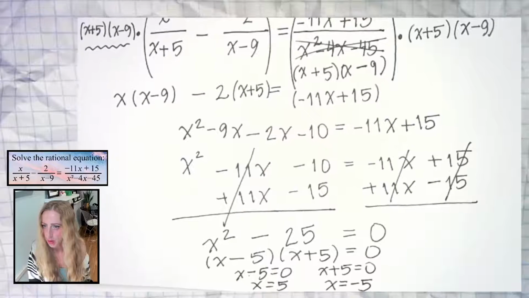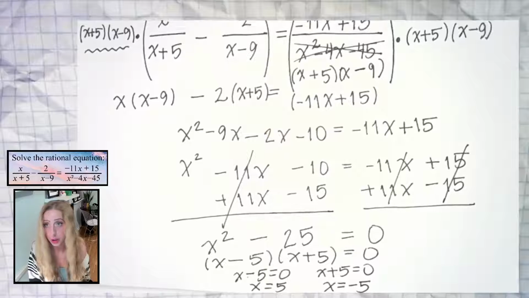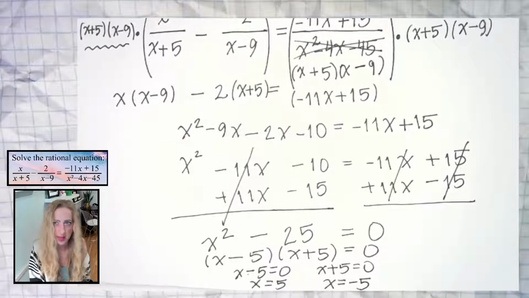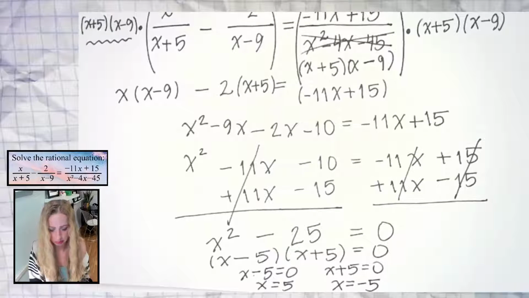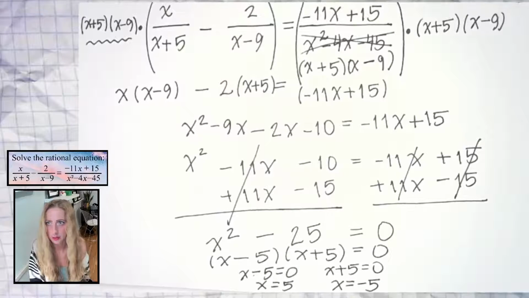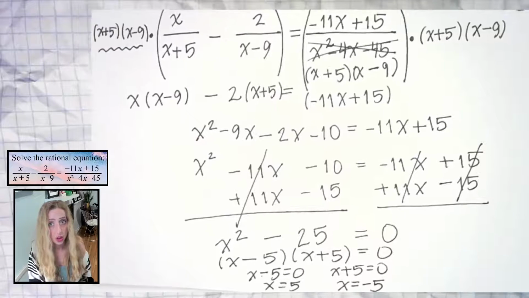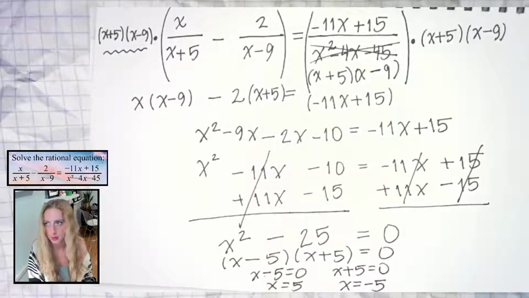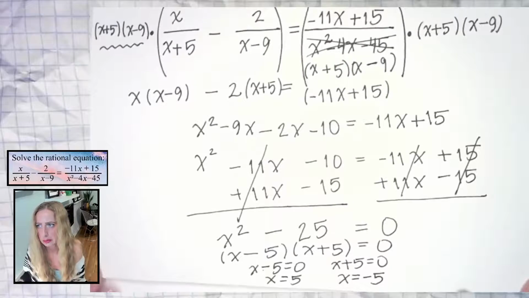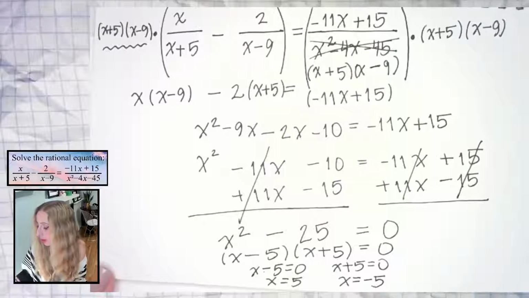What is it though that we always need to remember to do? If you said that we always need to go back and check for our restrictions or excluded values, then you are absolutely correct.